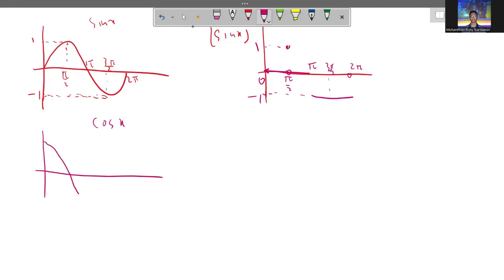For cosine of x, the graph looks like this. It's a bit poor, but okay, pardon my artistic skills. So 1, -1. This is pi over 2. This is pi. This is 3 pi over 2. This is 2 pi. Using the same principles, we can say that the graph of the GIF of cosine of x is like this.